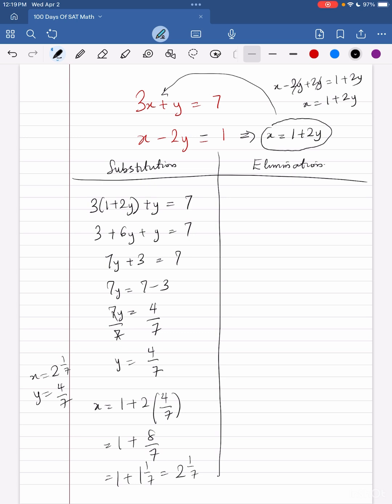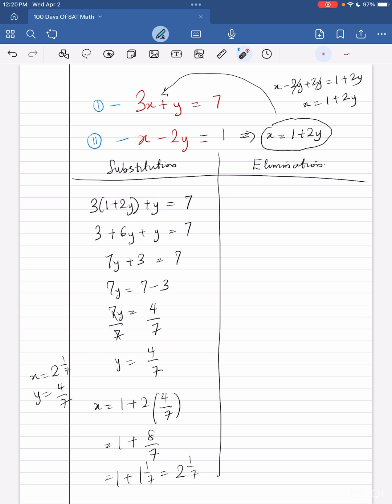So how do we eliminate x? Let's call this equation 1, and let's call this equation 2, right? Now, multiply equation 1 by the coefficient of x in equation 2, and multiply equation 2 by the coefficient of x in equation 1. That's how you eliminate x.